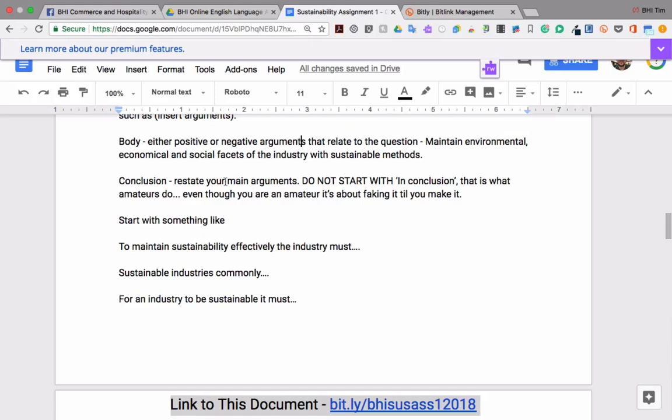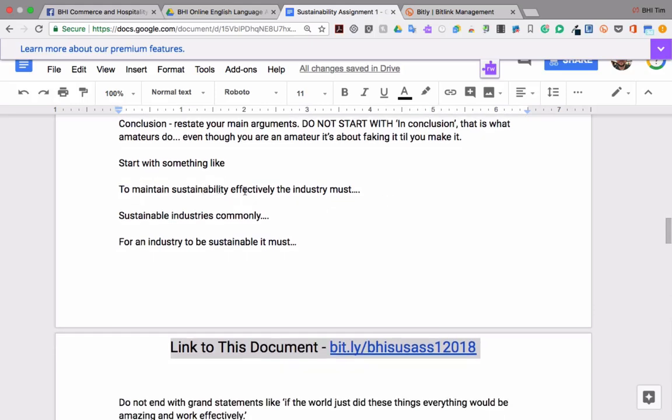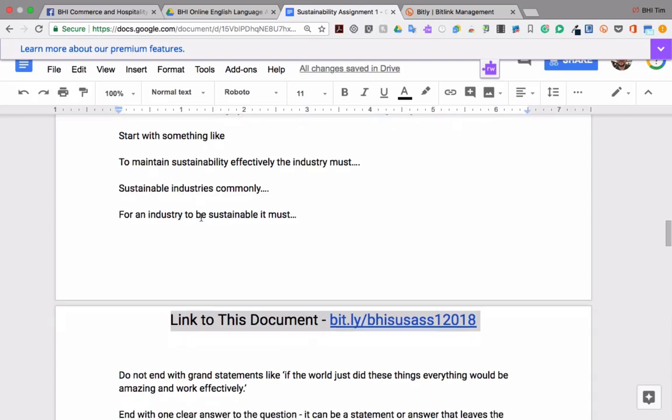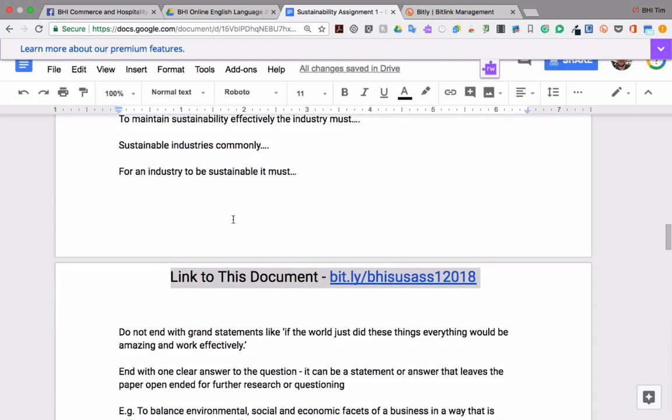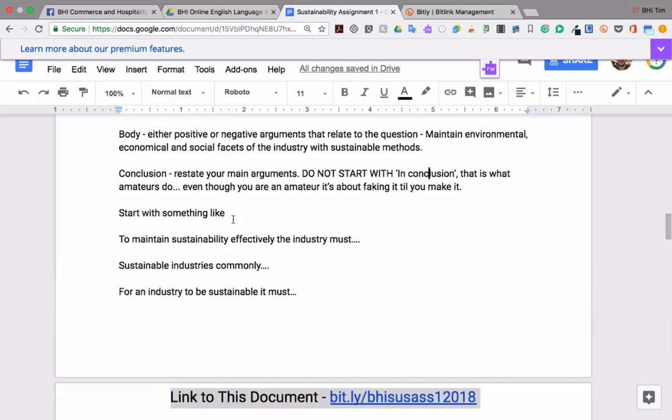and then in the conclusion you restate those arguments. And my main point here is don't start with in conclusion. It's a really amateur thing to do. And most of the time, if you write in conclusion and then go back and delete it and start the sentence with whatever the next word is, it will work anyway. So start with something like to maintain sustainability effectively, or sustainable industries commonly, or for an industry to be sustainable, it must. So that's just a little bit about structure.